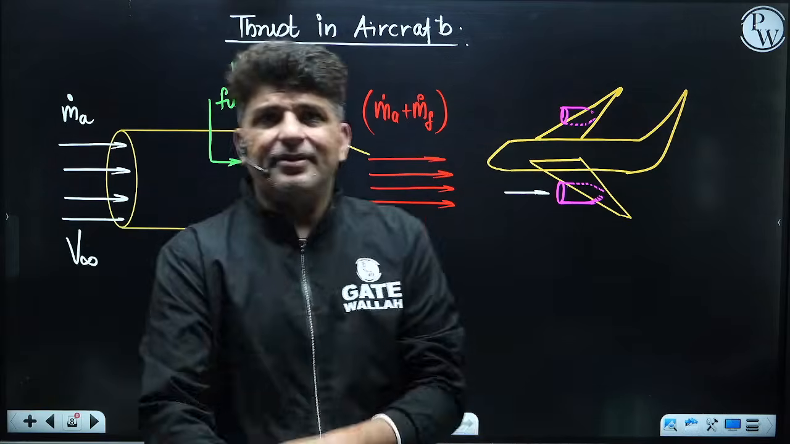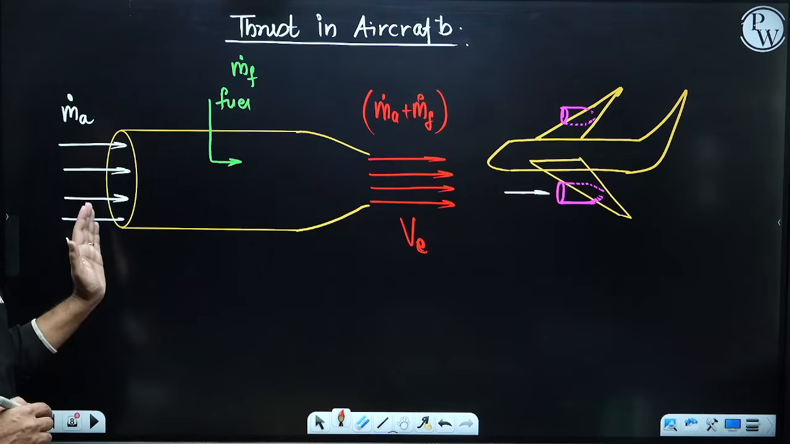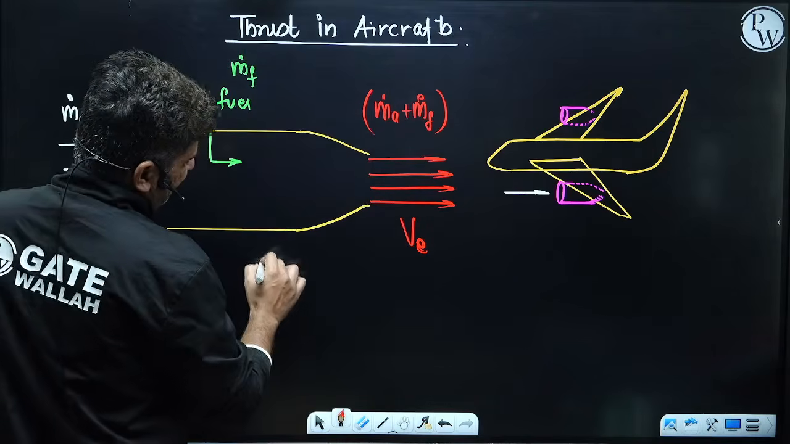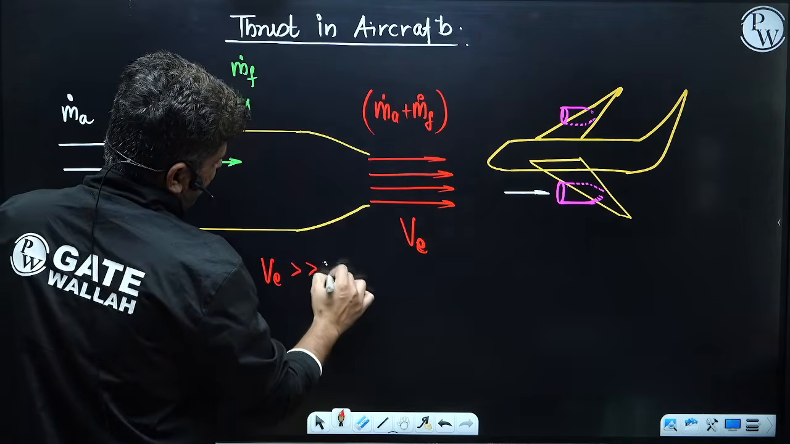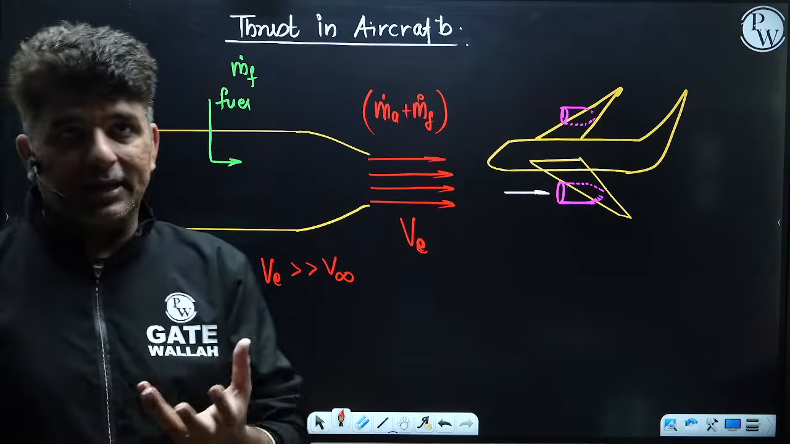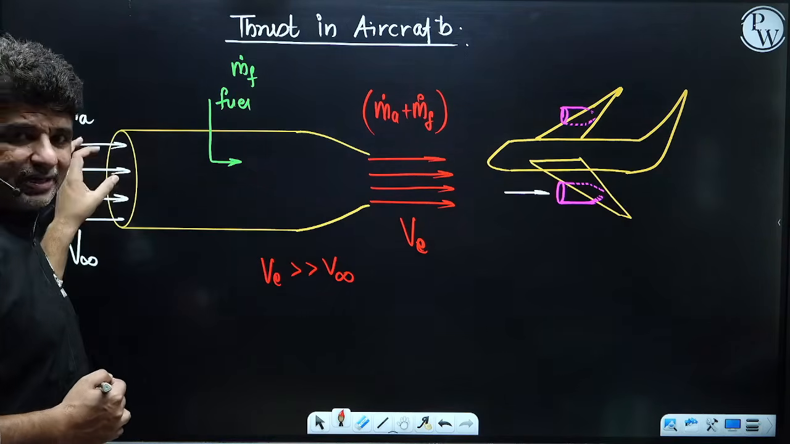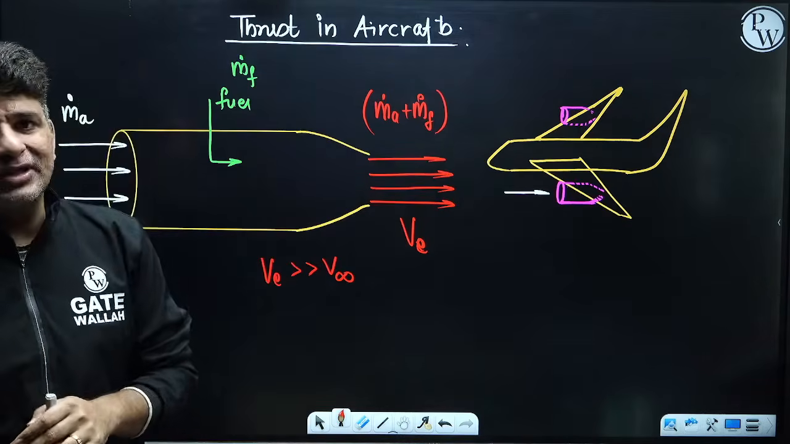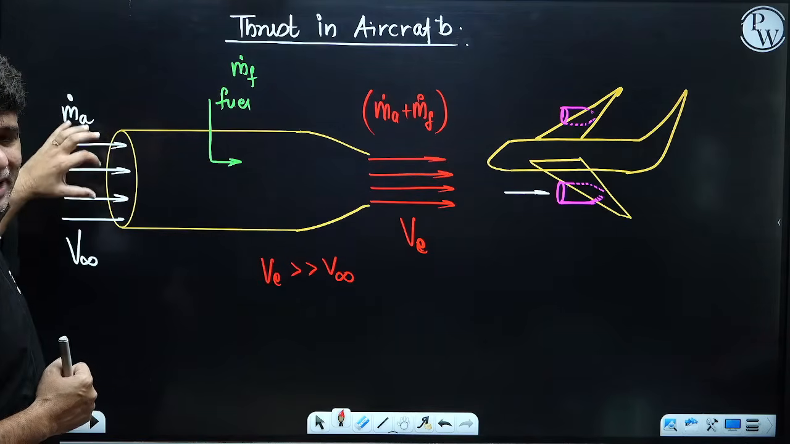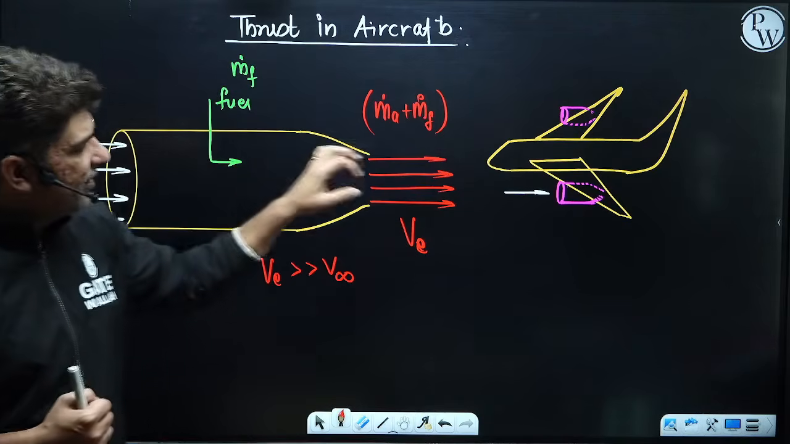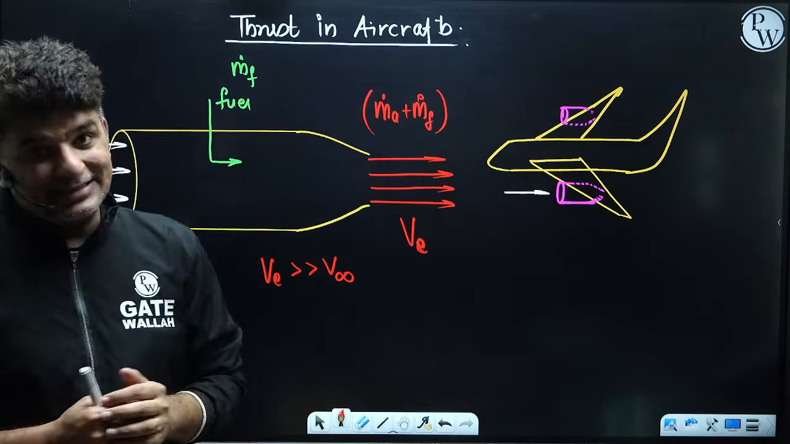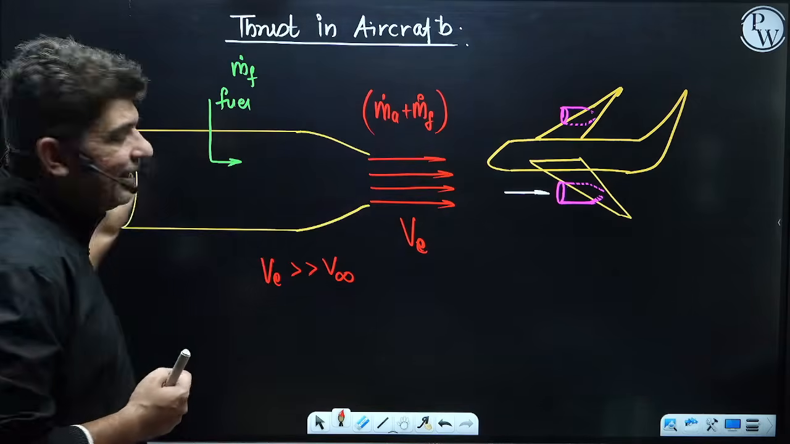So now you see the air is coming in with a velocity v infinity, and it is going out with velocity ve, and ve is generally much greater than v infinity. So if there is an increase in velocity of the air, and you want to see the change in momentum of the air, it was moving in with the momentum m dot a into v infinity. And when it is going out, it has a larger momentum, which is m dot a plus m dot f into v exit. So there is an increase in velocity and an increase in momentum.